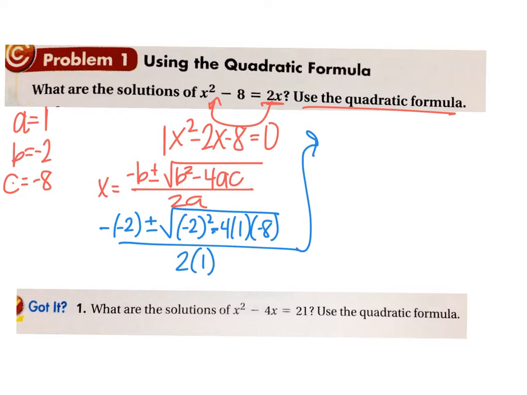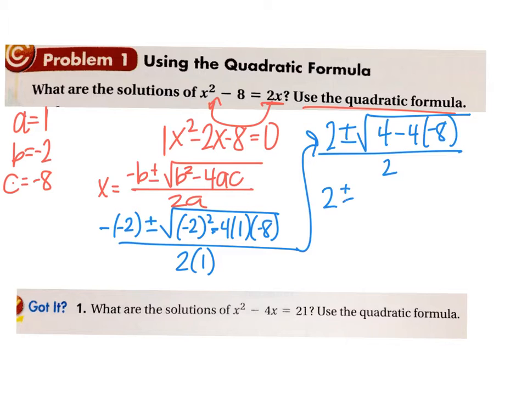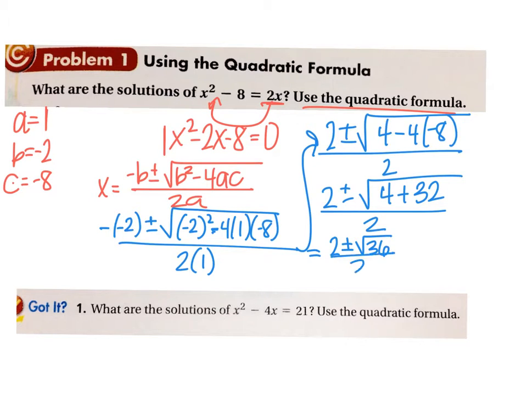And if you bring that up, we're going to have positive 2 plus or minus the square root of positive 4 minus 4 times negative 8 all over 2. So now I'm just simplifying using the order of operations. That's going to be 2 plus or minus the square root of 4 plus 32, because that's negative 4 times negative 8, so it's going to be positive 32, over 2. So that's going to be 2 plus or minus the square root of 36 over 2.